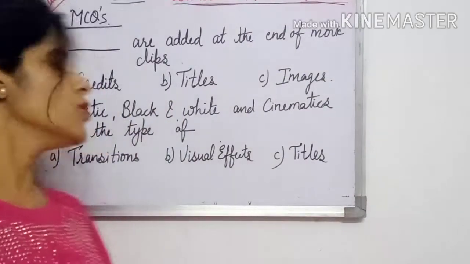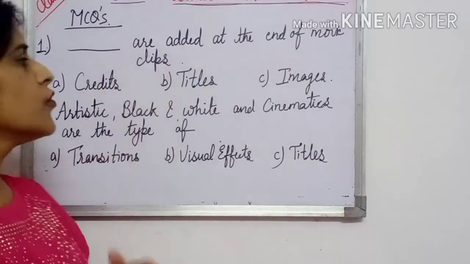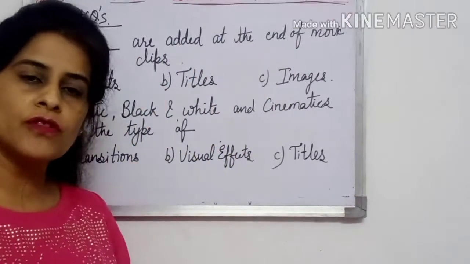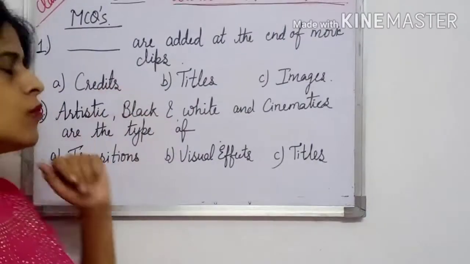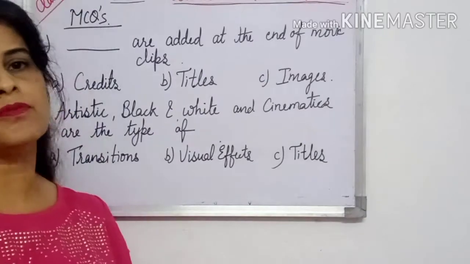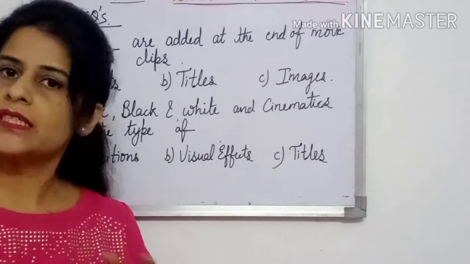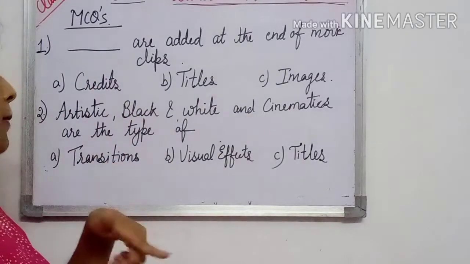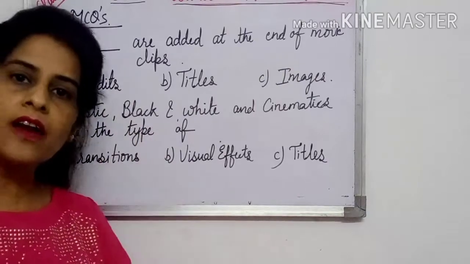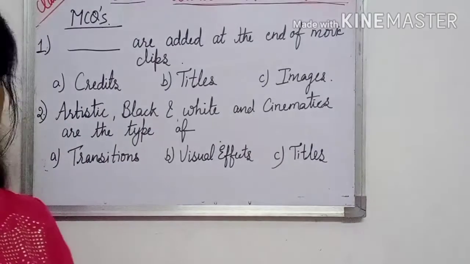Now the MCQs. First: dash are added at the end of the movie clips. What is added at the end of the movie clips? At the start we can add the titles, at the end we can add the credits, and captions are if we want to write some text on every picture and video clip. Credits are at the end of the movie. If you want to write some text there, that is known as the credits.